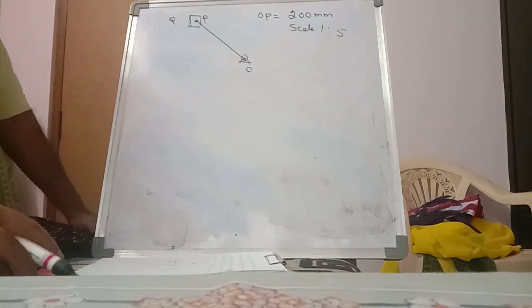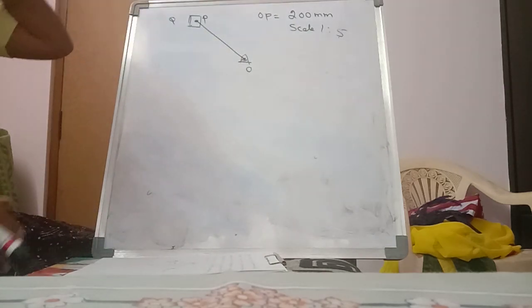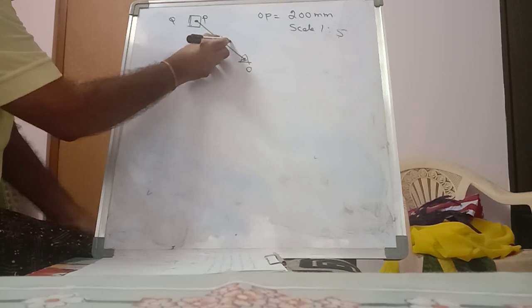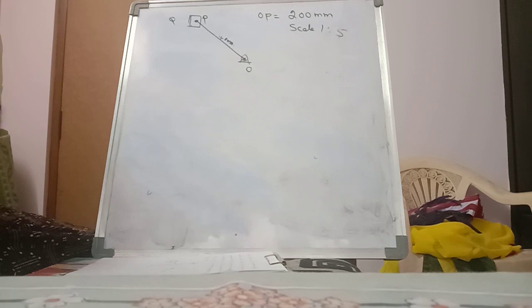Taking 1:5 means 40 mm, that means 4 cm. It is better to take scale 1:5. So now first you draw a line OP, which is 40 mm as per scale, but the actual dimension is 200 mm. Now Q is the slider.